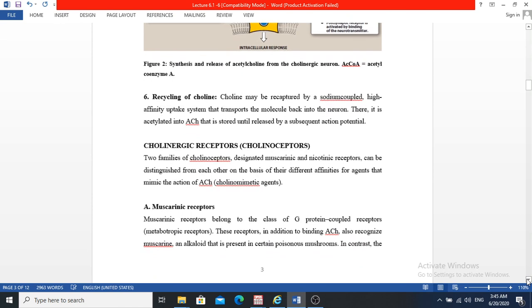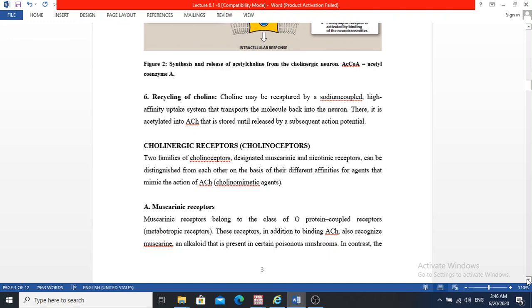Recycling of choline. Choline may be recaptured by a sodium-coupled high-affinity uptake system that transports the molecule back into the neuron. According to this process it will be acetylated into acetylcholine that is stored until released by a subsequent action potential.